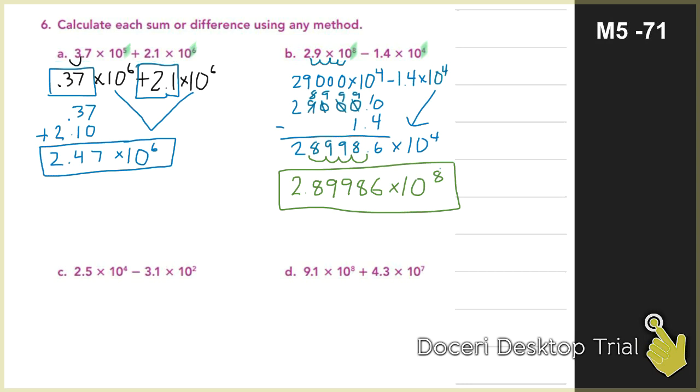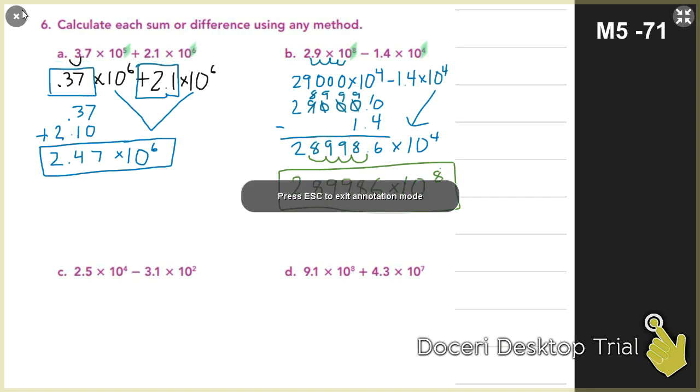All right, hopefully you've had a chance now to work through C and D. So C is a subtraction problem, and I can tell right away that I have 10 to the fourth and 10 to the second, so I need to convert one of those.